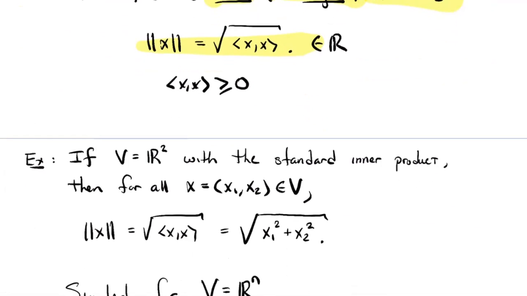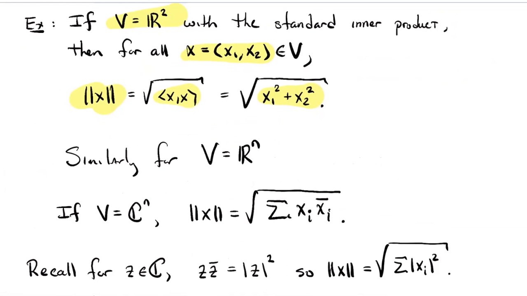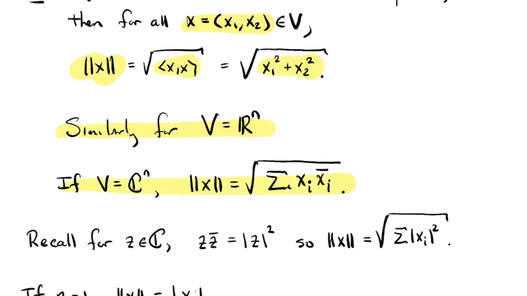You're used to this. If you take, say, the standard inner product space R2, and a vector x has coordinates x1 and x2, the inner product of x with itself would just be the sum of the squares of the coordinates. You take the square root of that, and you get length. The same thing holds for vectors with n components. If you take it over the complex numbers, when you take the inner product of x with itself, it's xi times xi bar. Maybe you remember that multiplying a complex number by its conjugate gives you the square of its length in the complex plane, the modulus of that complex number.